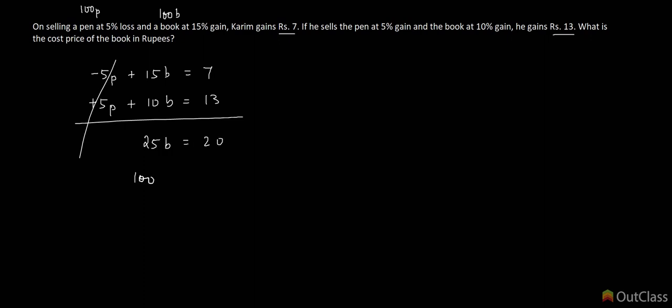If you add these two equations, the p terms will cancel and you will have 25b is equal to 20. What you need is 100b, which is 4 times of that, so it's 80. Notice that is the price of the book, and that is your answer, 80 rupees.